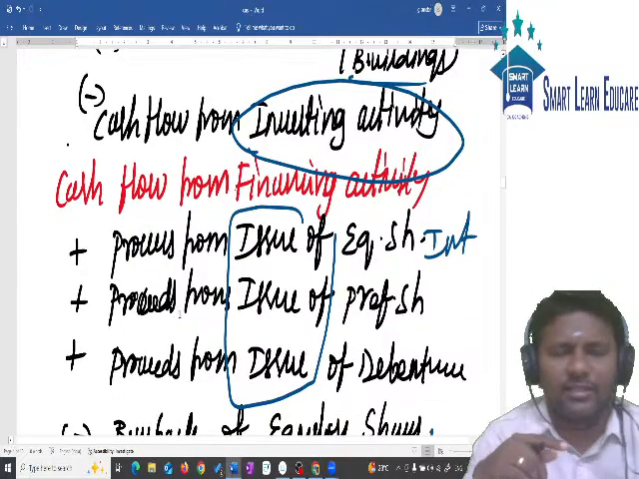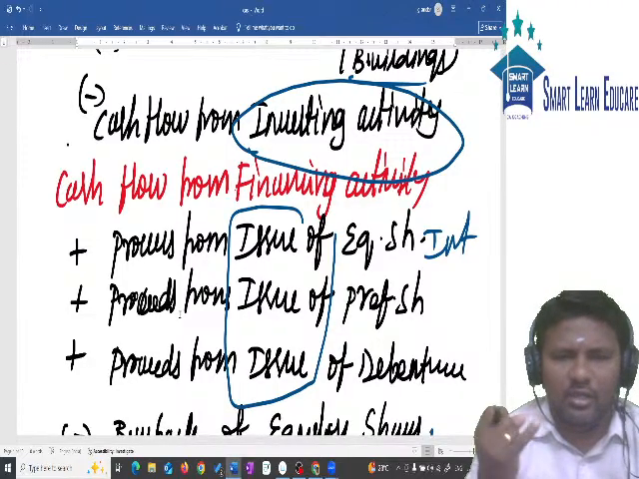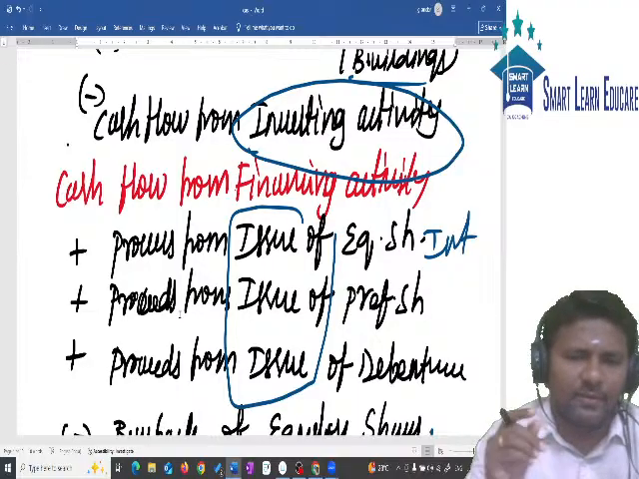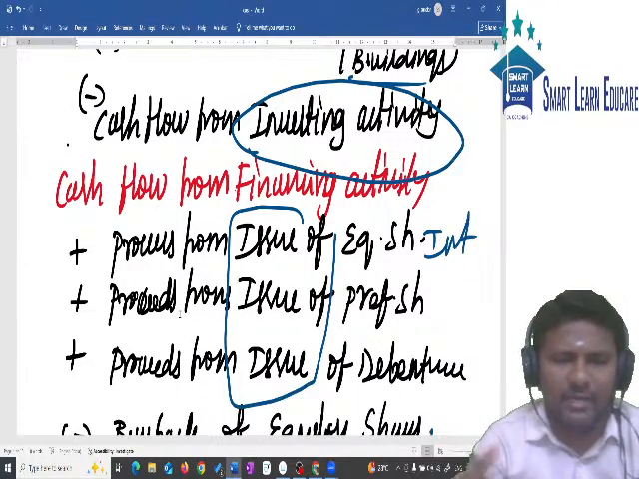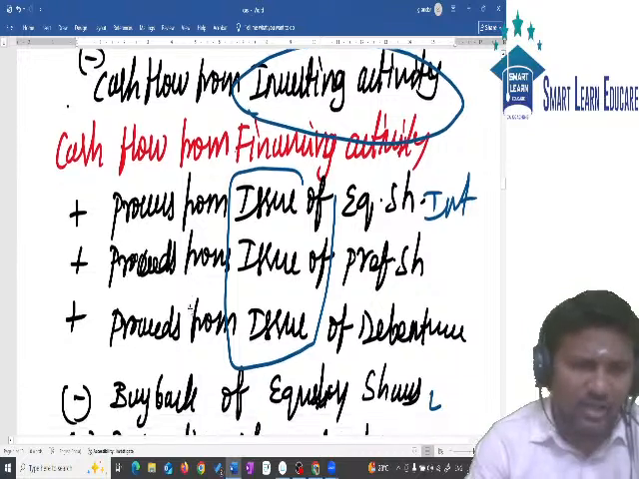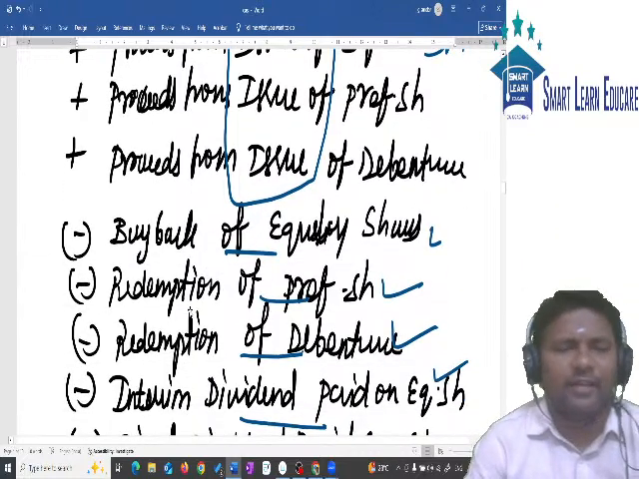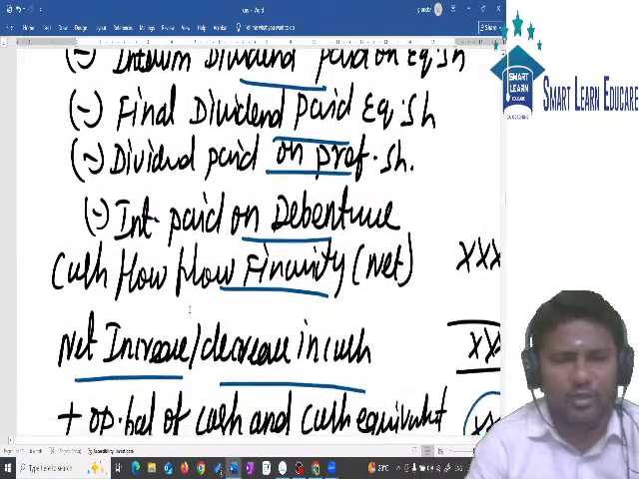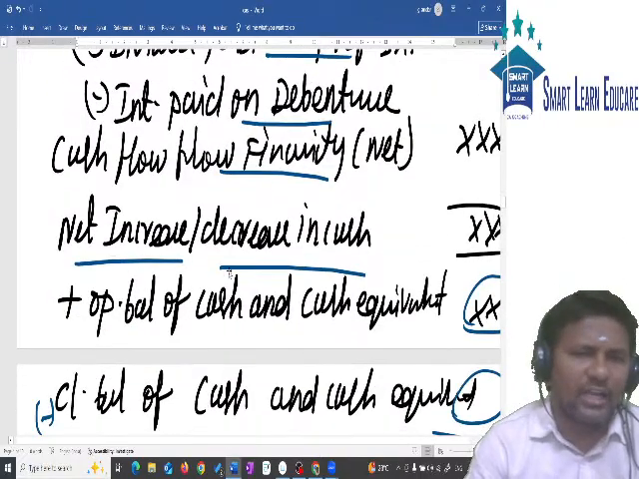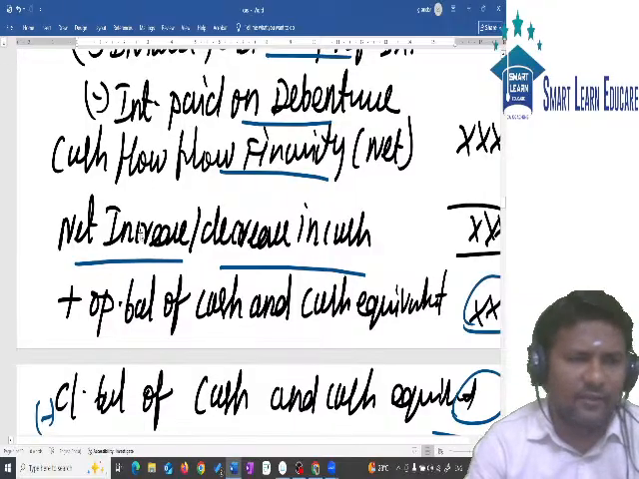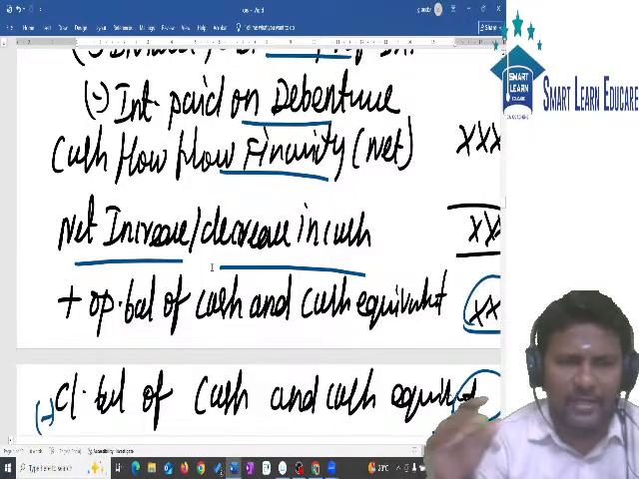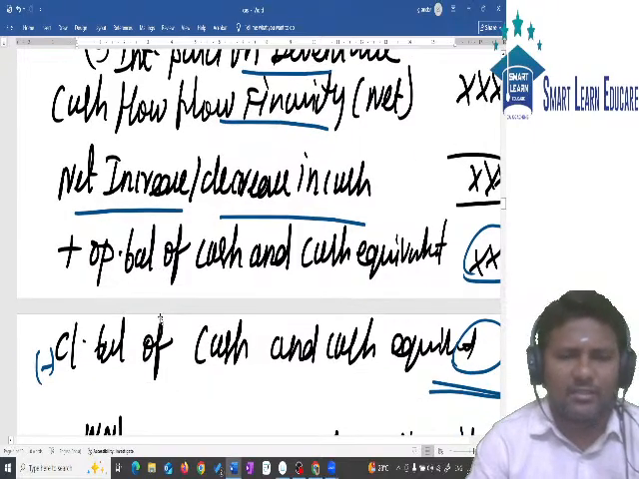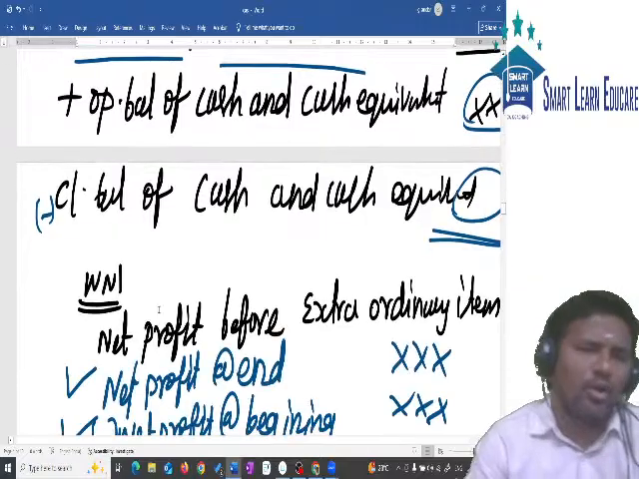And third activity, it is financing activity, relating to balance sheet liability side. In balance sheet liability side, we should have the following things. It is issue of shares should be added, and issue of preference share, issue of debenture should be added, buyback and redemption should be subtracted, interest paid should be subtracted, dividend paid should be subtracted, final dividend, interim dividend, and all the things paid should be subtracted, so that you will be getting cash flow from financing activity. And finally, if you add all the three, you will be getting net increase or decrease in cash flow. And with that, you add opening balance of cash and cash equivalent, which will give you closing balance of cash and cash equivalent.